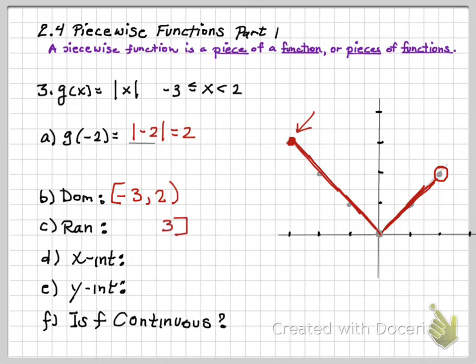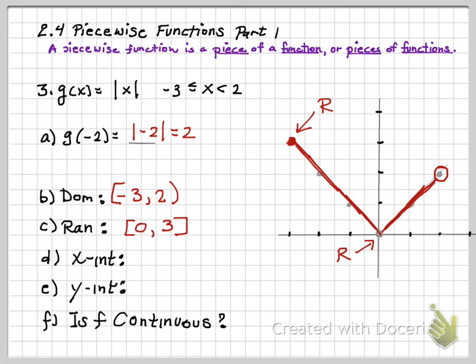How far down are we here? This is our lowest point here, right? So that's going to be 0. And we also include the 0, right? Our graph actually crosses right through 0.